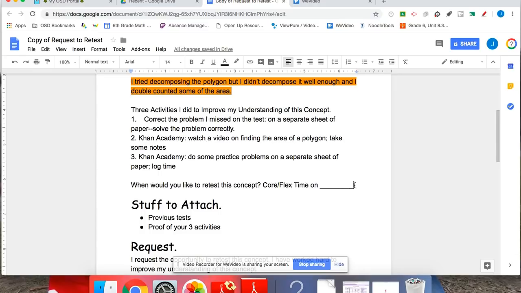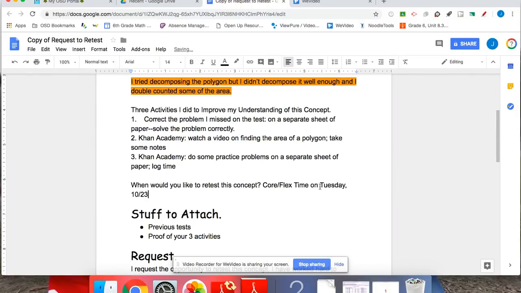Then they write, when would you like to retest this concept? I'd like to retest this concept during Core Flex time on Tuesday, October 23rd. There's no Core Flex time on Tuesday, October 23rd, but you get the idea. That gives me an idea of when the student plans. I have to make plans to give them a retake question, and retakes never happen the same day I get this paperwork.